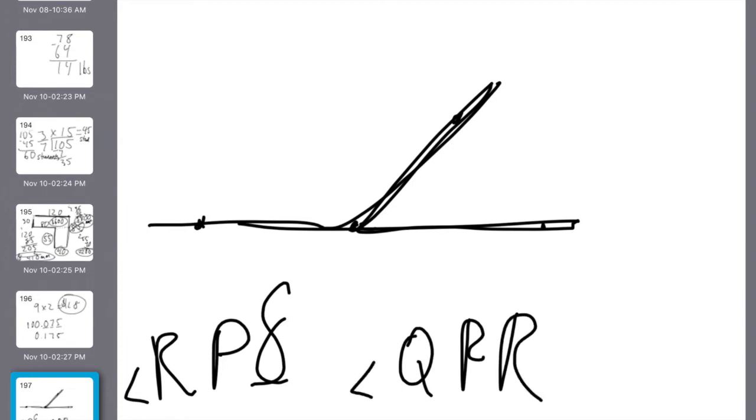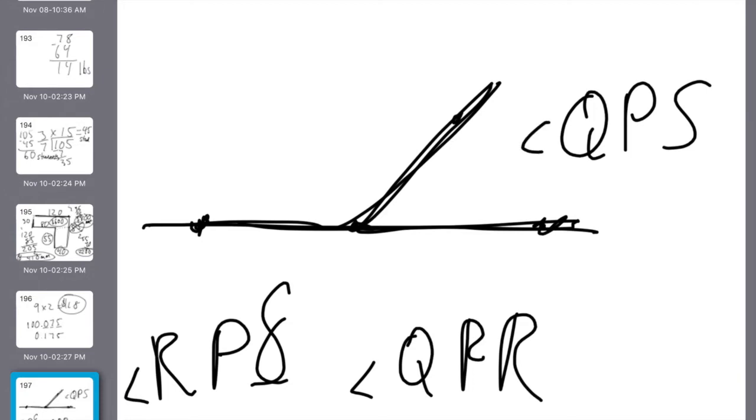Angle sign. They said name the straight angle, straight lines. 1, 2, 3. So that would be QPS. Angle sign. Okay? Get familiar at naming angles. Turn the page over. Number 17.